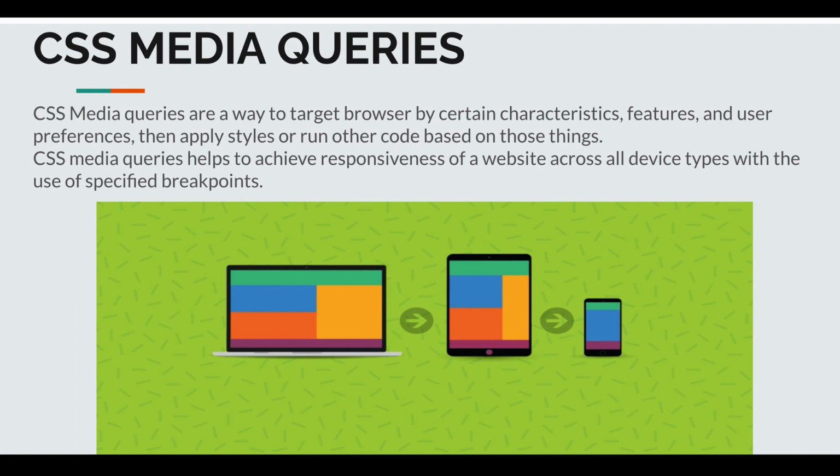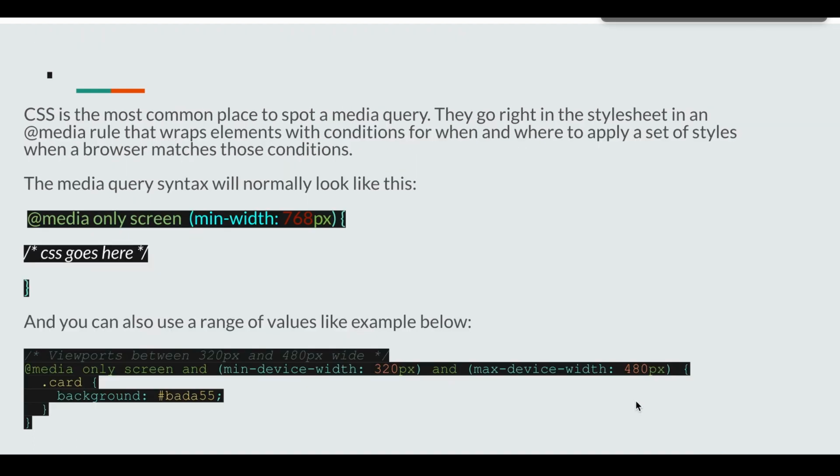CSS Media Queries are a way to target browsers by setting characteristics, features, and user preferences. Then you can apply styles or run other code-based things on those particular characteristics, features, or preferences. CSS Media Queries also help you achieve responsiveness of a website across all device types with the use of specified breakpoints.